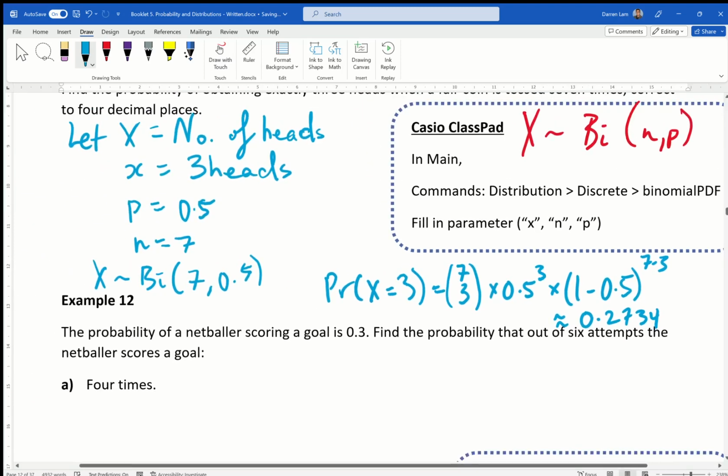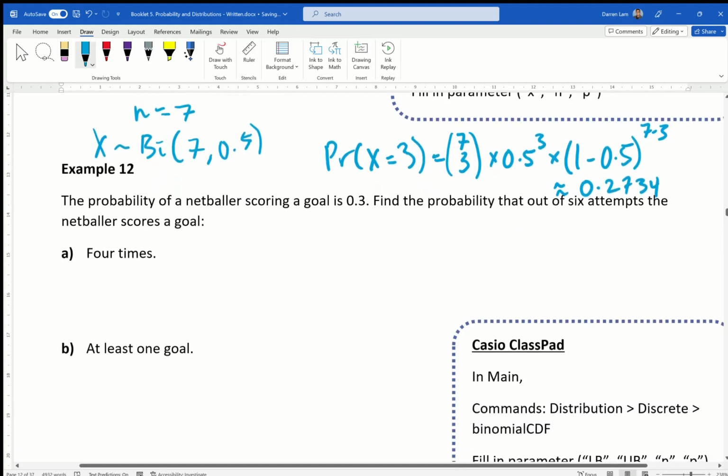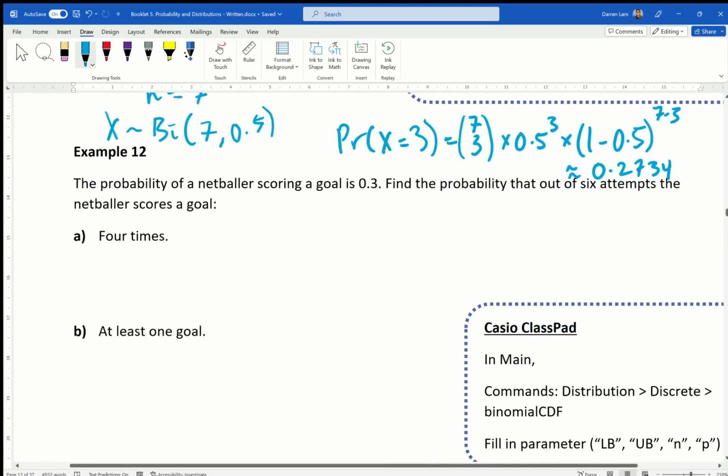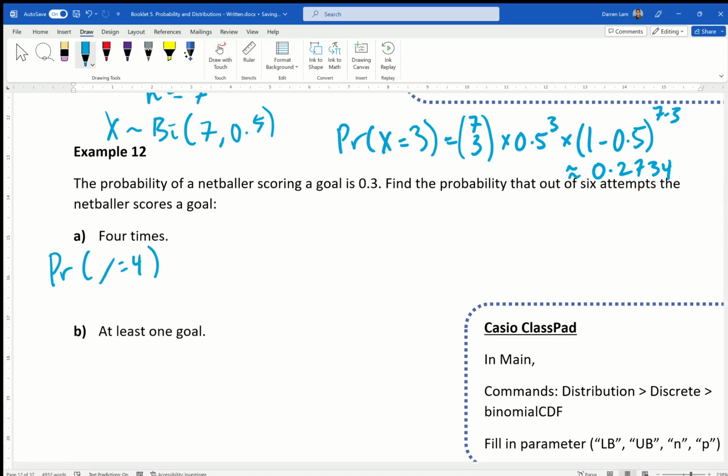I'm going to move swiftly. There are quite a number of content bits to learn. The next question says the probability of a netballer scoring a goal is 0.3. Find the probability that out of 6 attempts the netballer scores a goal 4 times. Well, this one's pretty straightforward. It's exactly the same. I'm just going to write the same understanding, where the probability of X being equal to 4.